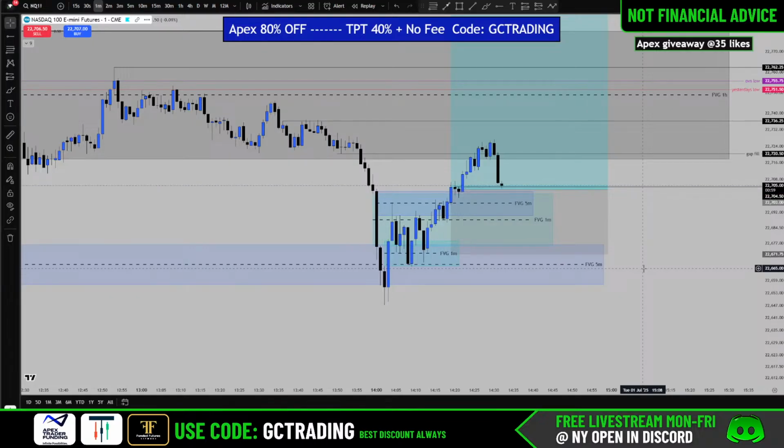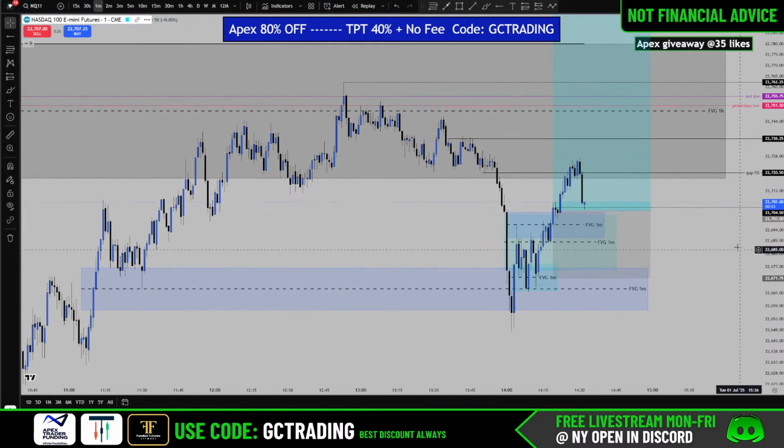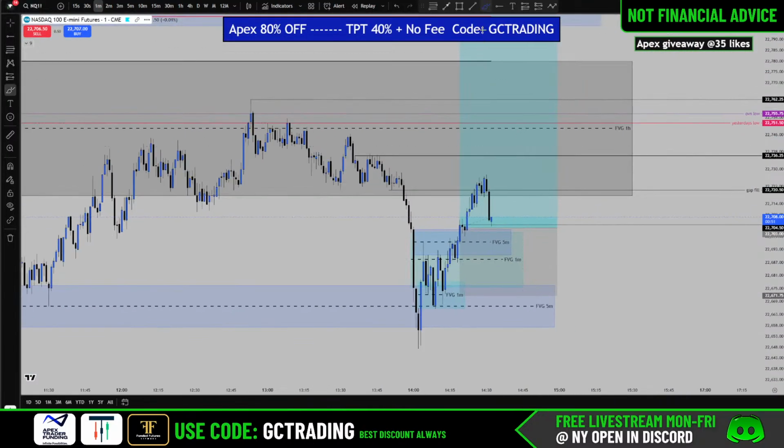I guess I got lucky taking all profits right there. I don't really think this thing's bearish yet. I still think this thing's gonna go higher, but we might do something first, pull back a little bit.